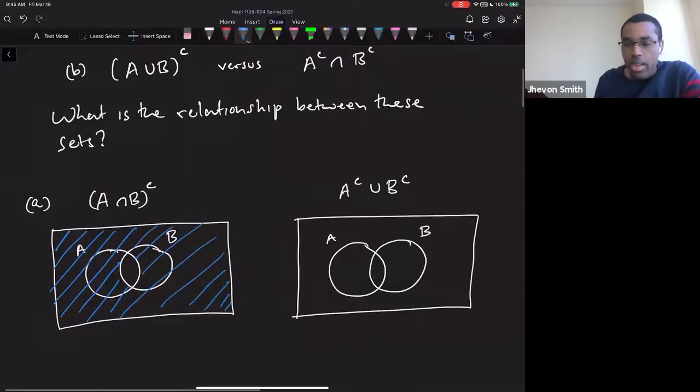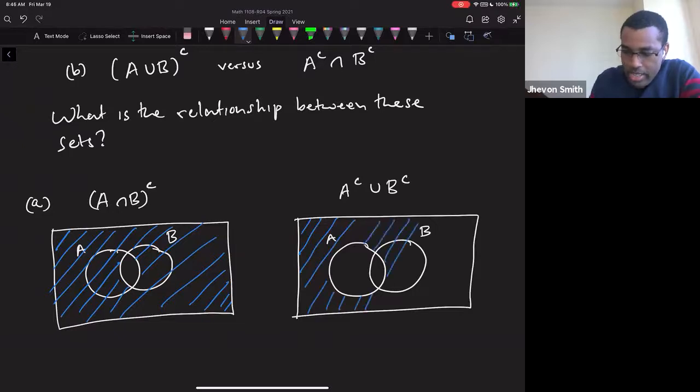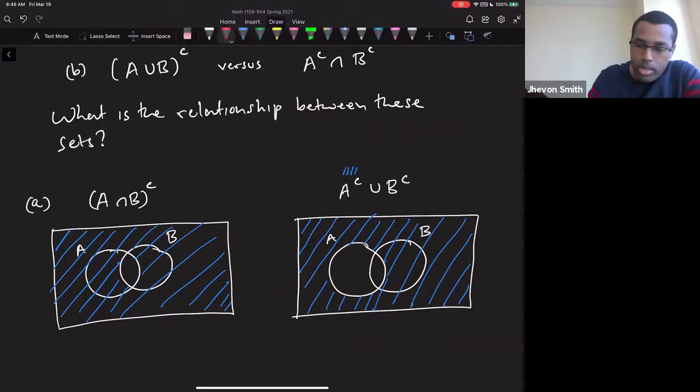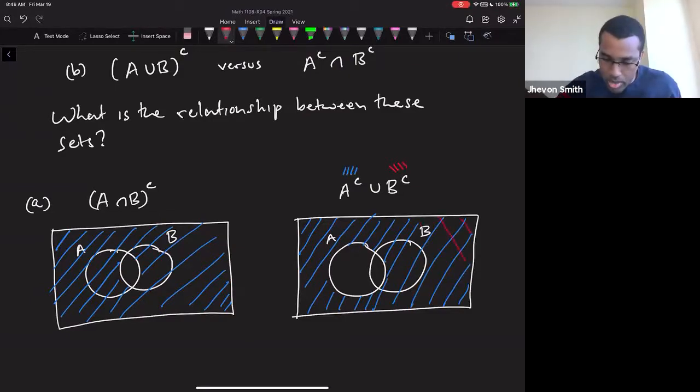Okay, now if we go to the other side, A complement union B complement. What does this mean? It means we shade A complement and we shade B complement, and we take the parts that are shaded. So A complement would be everyone that is outside of A. So everything that is outside the A circle. So I'm doing that for A complement. And let's do, let's say, red for B complement. Now I want to shade everything outside of B. So I'm going to shade everything outside the B circle.